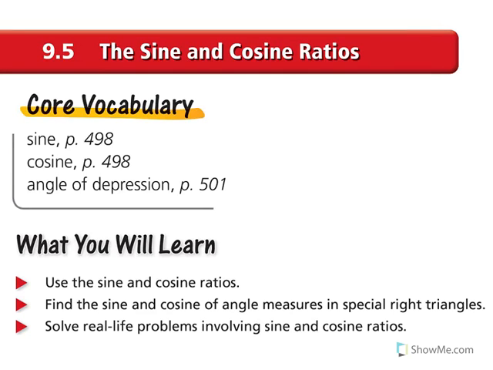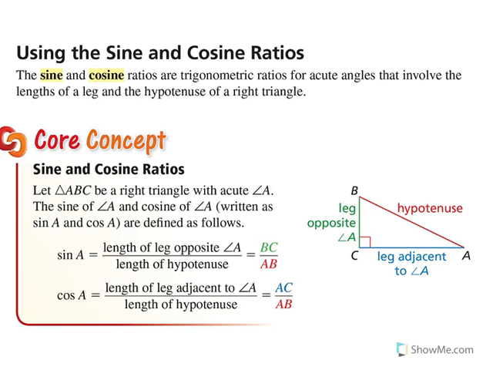In 9.4, we looked at tangent ratios. Now we're going to add on sine and cosine ratios. The thing about tangent is that when we used it, we only did opposite leg over adjacent leg. But sine and cosine bring in our hypotenuse. With both of them, the hypotenuse is always going to be in the denominator. Sine is going to use the opposite leg, and cosine is going to use the adjacent leg.